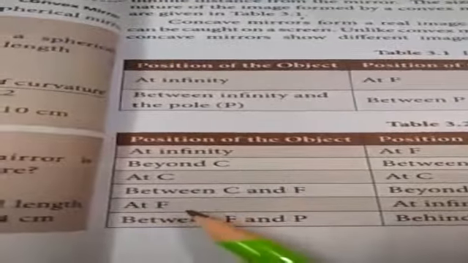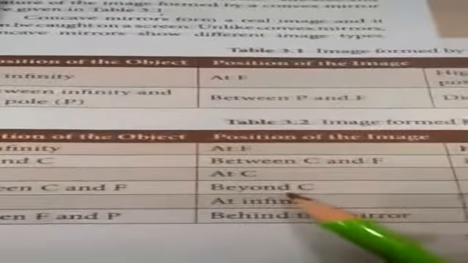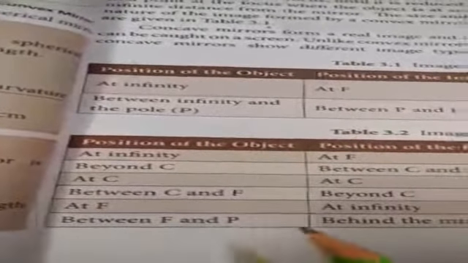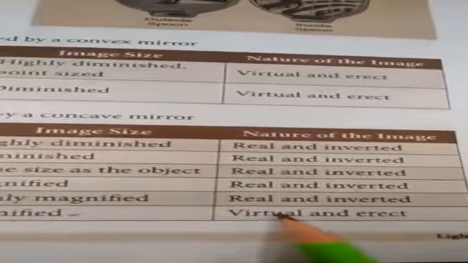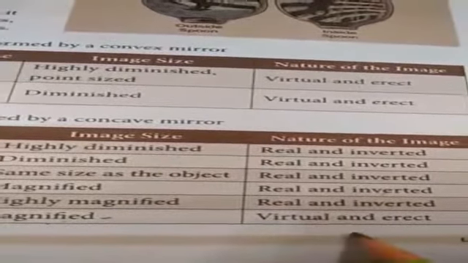The position of the object at F, the image will be formed at infinity. The image size will be highly magnified and it will be real and inverted. The position of the object between F and P, the image will be formed behind the mirror and it will be in magnified size, and the nature of the image will be virtual and erect.